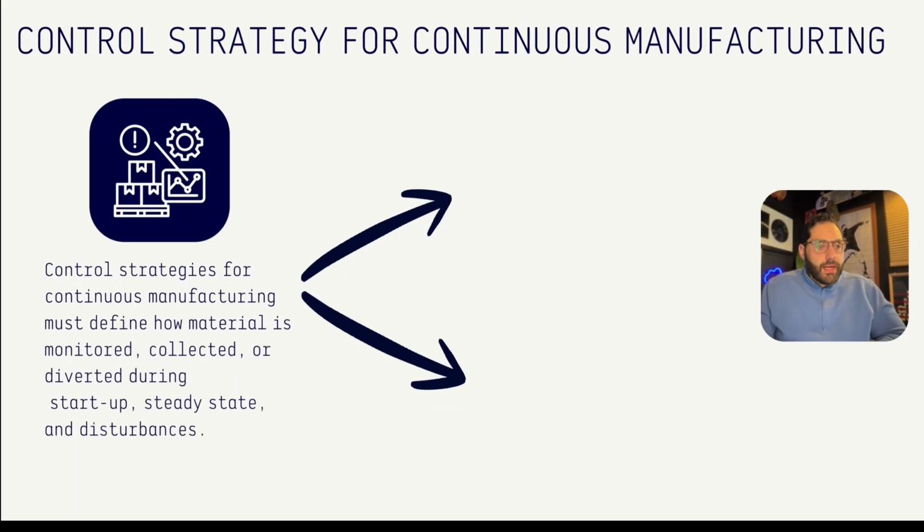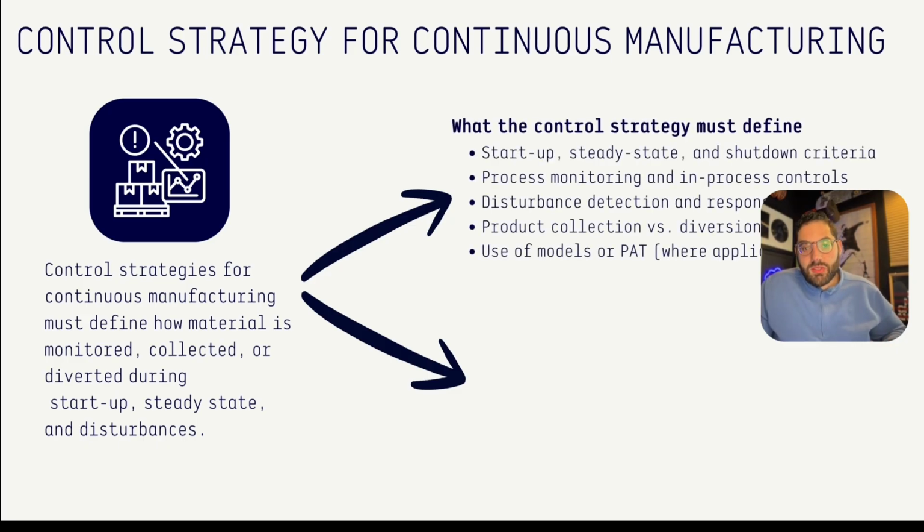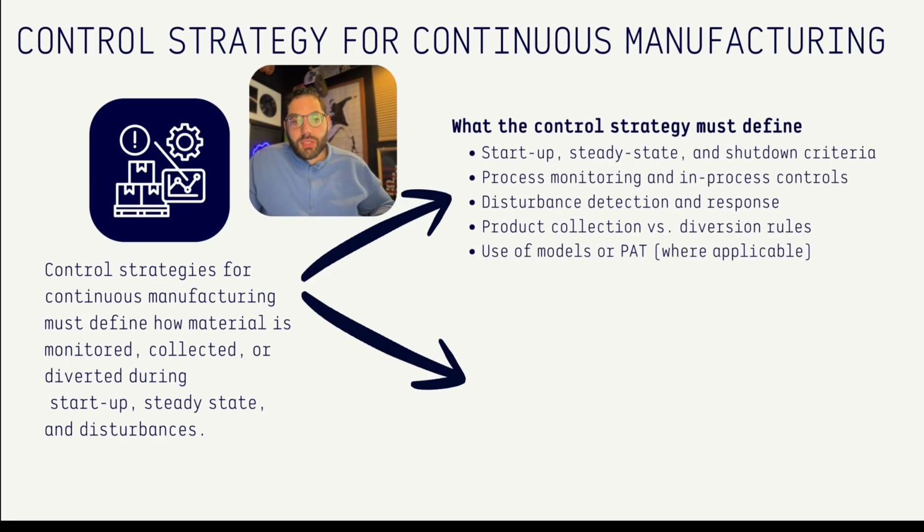Moving into control strategies, for continuous manufacturing they need to take into account the fact that this process is running continuously. And so how is the material going to be collected if you don't have any stoppage in the process? So you need to be able to define what you do at startup, what you do during your normal production, and what you do to shut down.